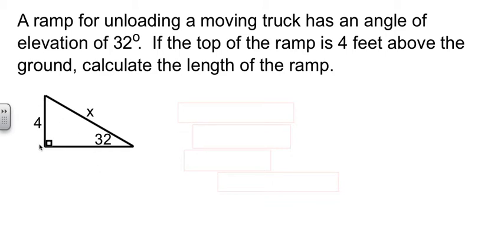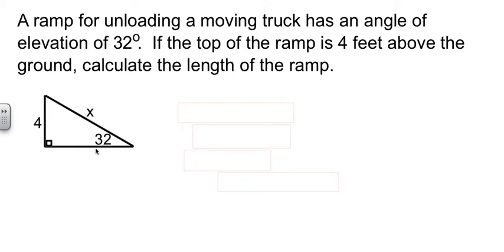So I've got a picture that gives us the simple layout of it. Didn't draw the moving van and all that good stuff. But we have the 4 feet above the ground. We have the 32-degree angle. Notice I'm measuring it against a horizontal line. And then we're looking for the length of the ramp. The ramp sits here. So we're looking for that.